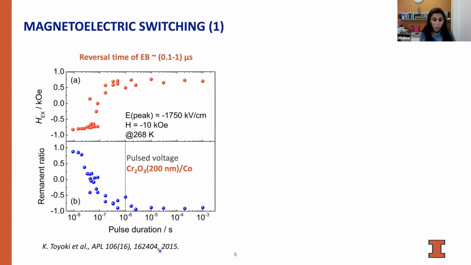And what they did was they actually showed a reversal time of exchange bias in chromium oxide cobalt samples to be on the order of 100 nanoseconds to a microsecond. And their measurements are done at 268 Kelvin. Now, this is important for us because we are trying to really understand these compact models, and I'll talk a little bit more about that. And having experiments which are really probing the reversal time is very important for us.